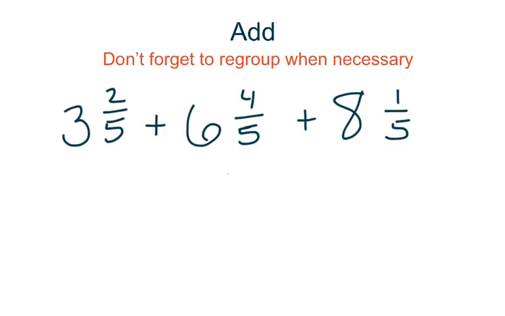Sometimes it's best to see if you can find your whole. So 4/5 and 1/5 make a whole, and then all I'll be left with is 2/5. If that's a way that you can look at this problem and dissect it, you are welcome to do that.